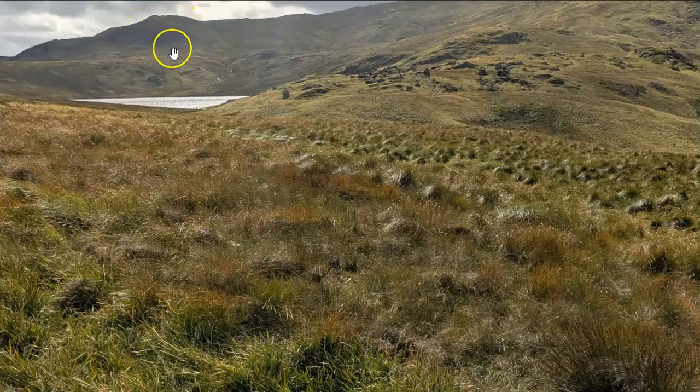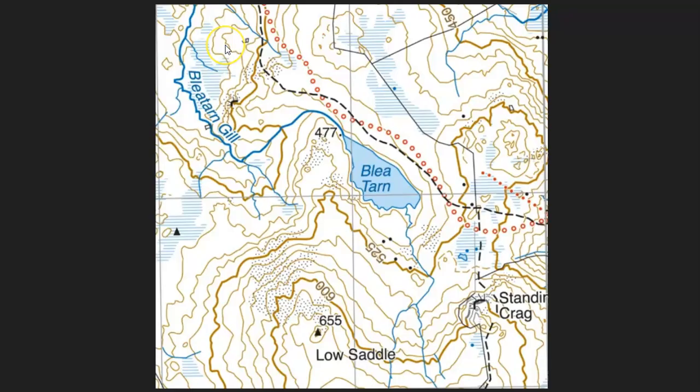And now that we've zoomed in, we can see that this actually looks like steep, rocky, craggy ground. So there's a couple of things to look for there. So let's have a look at the maps. Let's have a look at Blee Tarn to start with.